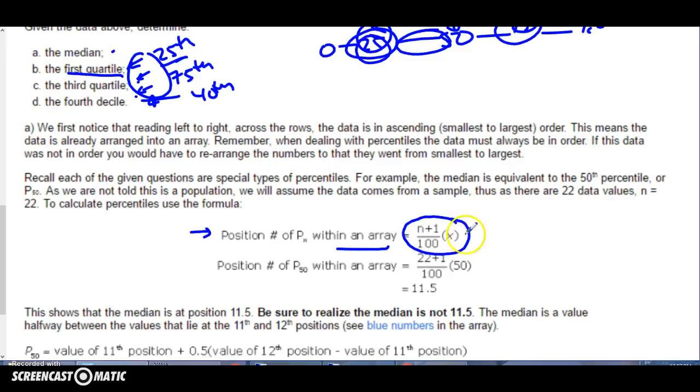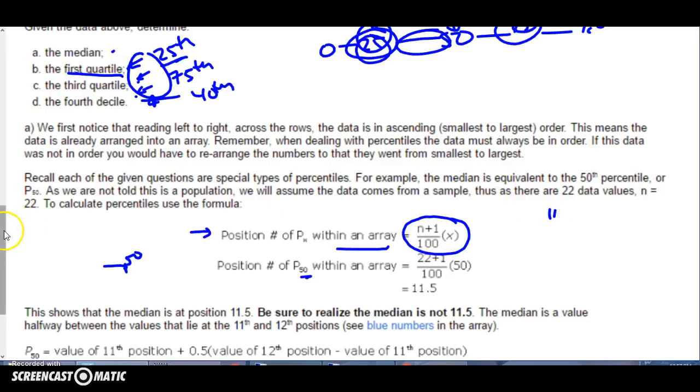Okay, so you're going to use this right here to figure out what point you're at. Let's use this example. If we're in the 50th percentile, which is the median, remember, the median's right in the middle. And you want to figure out where you are as far as the 22 pieces of data. Well, you know that you're between the 11th and the 12th piece of data.